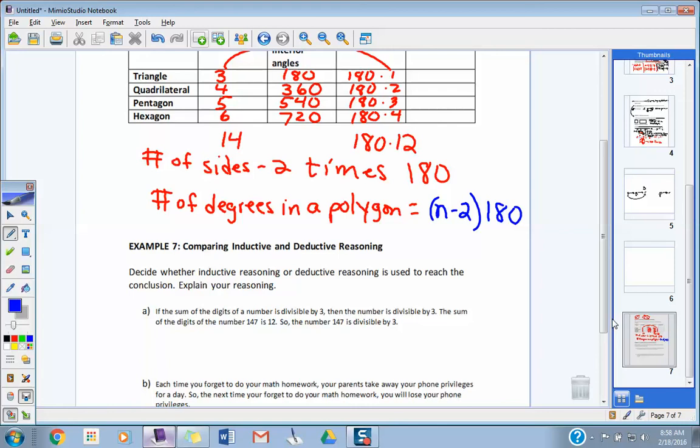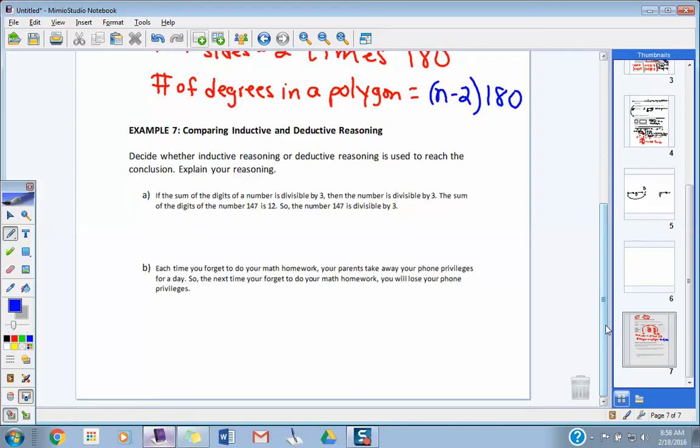All right, last example. Let's run through these. Decide whether the reasoning is deductive reasoning or inductive reasoning, and explain it to me. So in letter A, it says if the sum of the digits of a number is divisible by 3, then the number is divisible by 3. The sum of the digits of the number 147 is 12, meaning that 1 plus 4 is what value? 5. 5 plus 7 is 12. So the number 147 is divisible by 3.